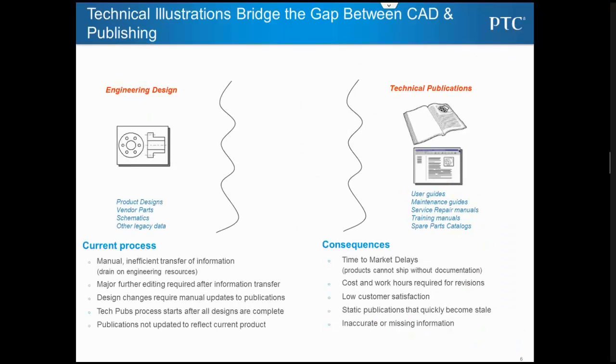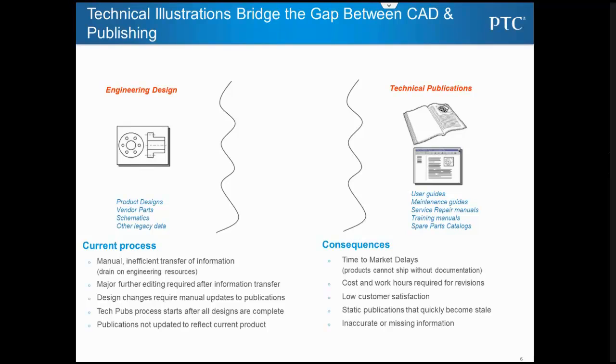So technical illustrations are all about bridging the gap between CAD and publishing. What we usually find is you have your engineering design, mechanical engineering, product designers designing away, and it has to wait until that design is finished before it's sent over to your technical publications team, maybe even your marketing team, to start the process of putting the document together. And of course, it can't really be sent out to be manufactured or to the customer without having that technical publication. So you can see the current processes at the moment down at the bottom, and the consequences, of course, are always important to avoid.